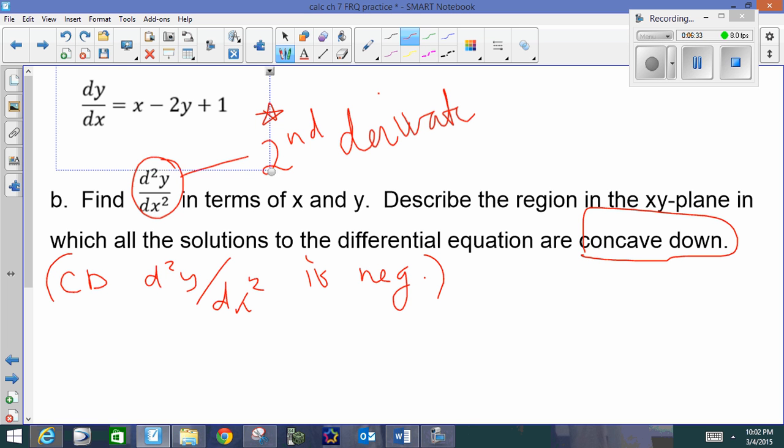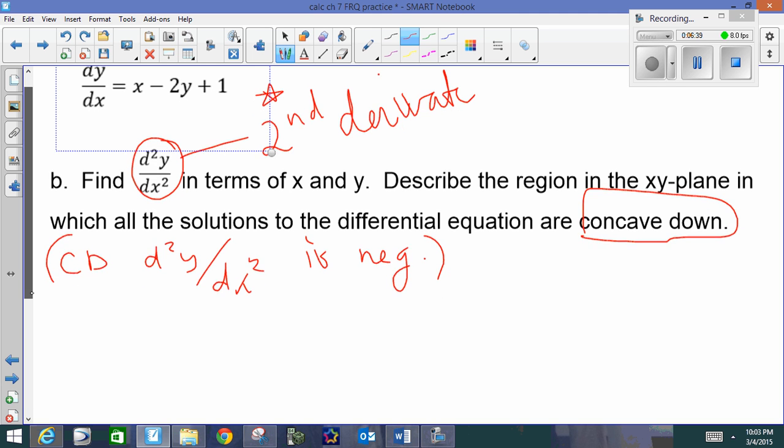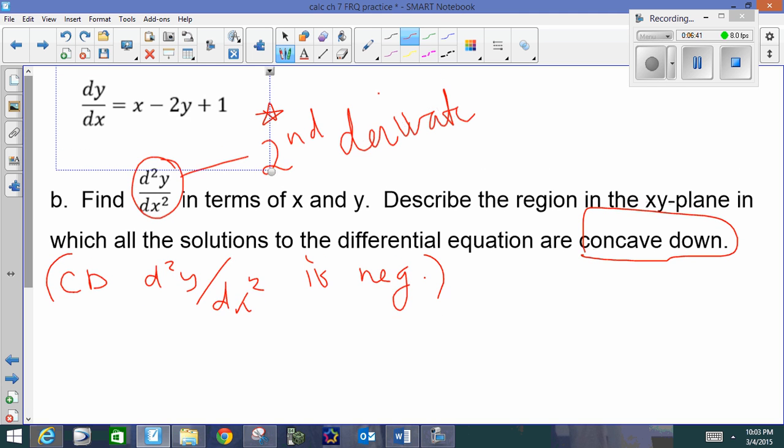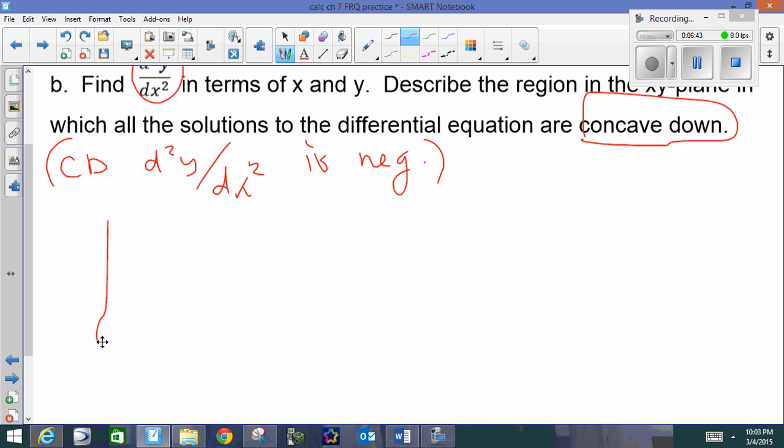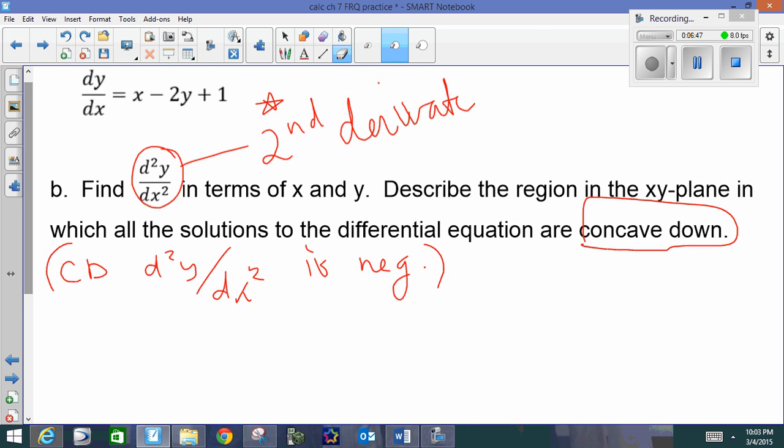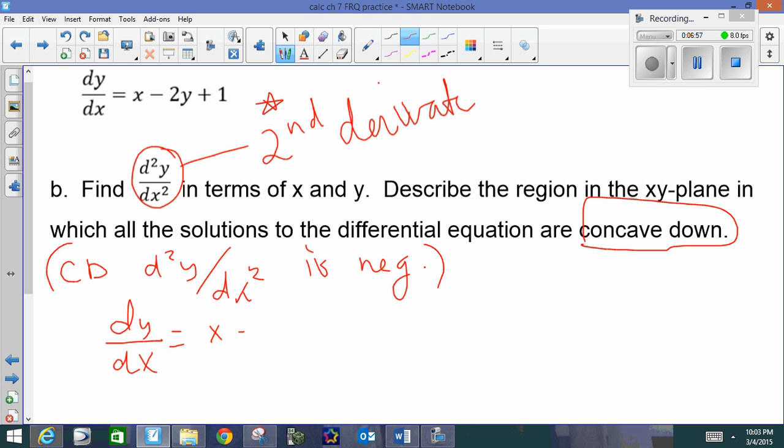I'm just going to write that to remind myself, and they may just give me credit for the theory too. Sometimes they are looking for that specific stuff. Okay, so let's find it first. So dy/dx equals x minus 2y plus 1.